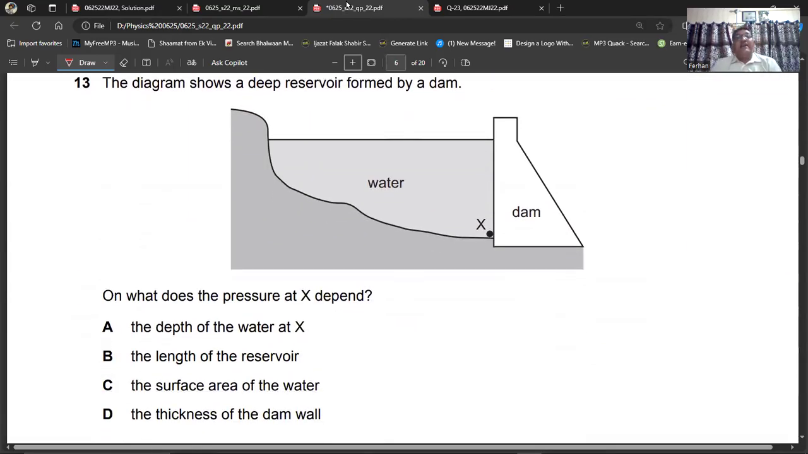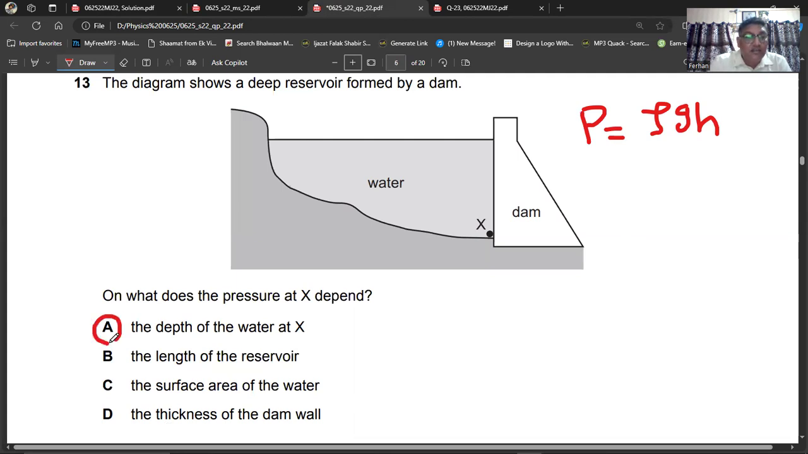Question number 13. The diagram shows a deep reservoir formed by a dam. On what does the pressure at X depend? You know, the pressure of the liquid is equal to rho g h. Here rho is the density, so the pressure depends upon the density of the liquid. g is the gravitational field strength. H is the depth of the liquid above the point of observation. So on what does the pressure at X depend? The depth of the water at X.